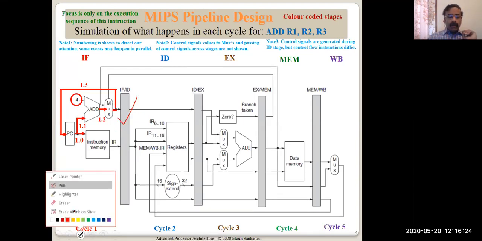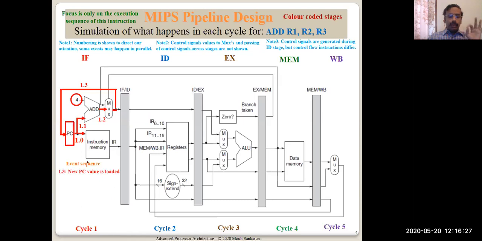Now what happens? The new PC value is loaded and the instruction is read. It is available here. So the IF stage actions are done now. It has completed its job. It is ready for the next instruction because it has incremented the PC by 4 and it has loaded the instruction which was read into the pipeline register. So now one pipeline cycle is over, and within one cycle this should be done. Now we can see what happens during the next cycle.